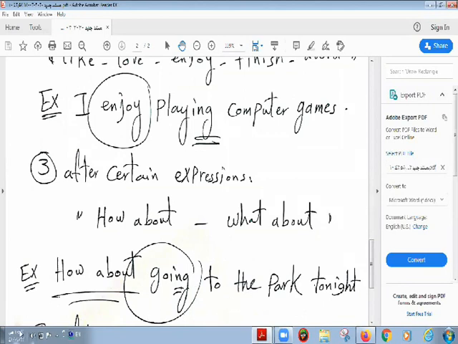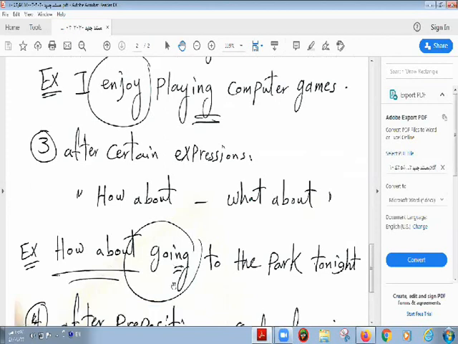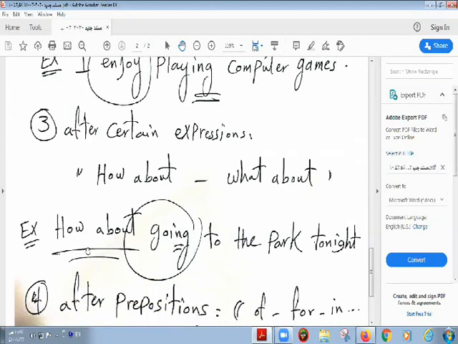How about going? What about going? Playing, watching, visiting. Okay, the verb plus ing. So in that sentence we say, how about going to the park tonight? I suggest something to someone using the expression how about plus verb plus ing. Okay.